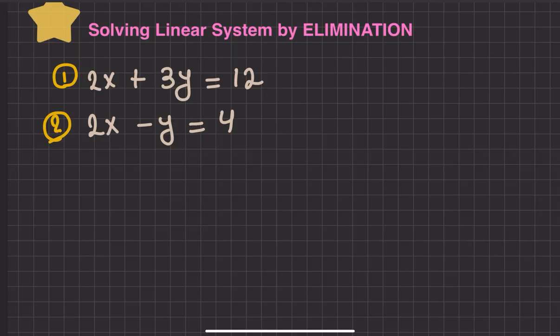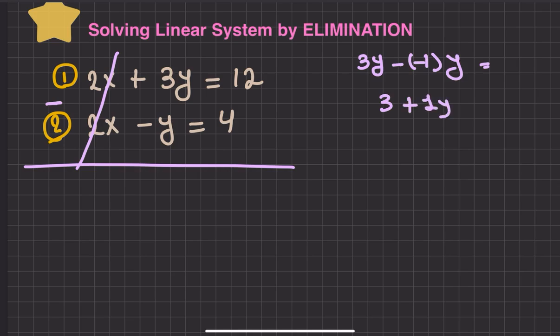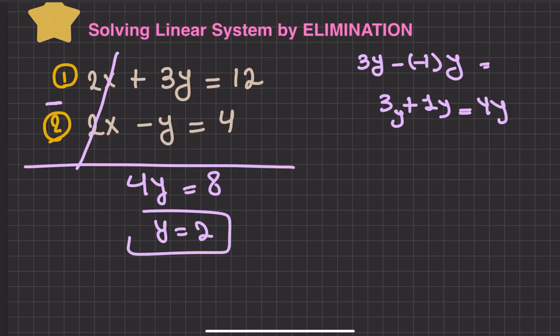So this is what we're going to do. I'm going to subtract these two. 2x minus 2x is going to be 0x, which means they cancel each other out. Then 3y minus 1y, imagine it like this, 3 plus 1 is going to be 4y. So I'm going to end up with 4y here. 12 minus 4 is 8. y is going to be equal to 2.